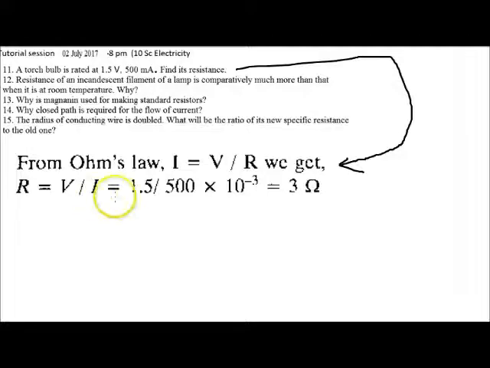V is given to you, that is 1.5 volts, and I is given 500 milliamperes. So you have to convert these milliamperes into amperes. For this conversion you will use 10 raised to power minus 3, so that milliamperes are converted into amperes, and subsequently this becomes 1.5 divided by 500 into 10 raised to power minus 3. So the resistance comes out to be 3 ohm. As you know the resistance is given in ohm, so the correct answer here is 3 ohms. So please note it down carefully.